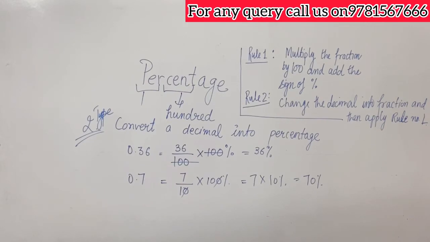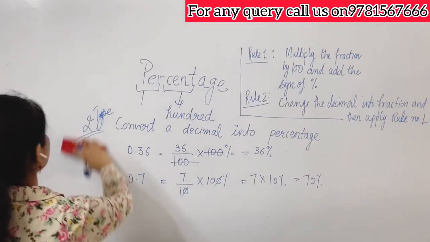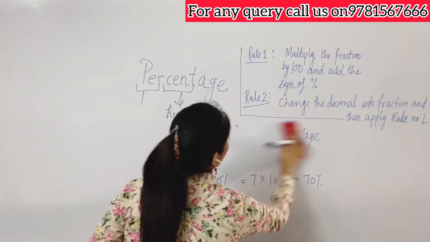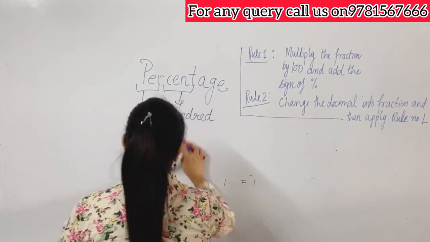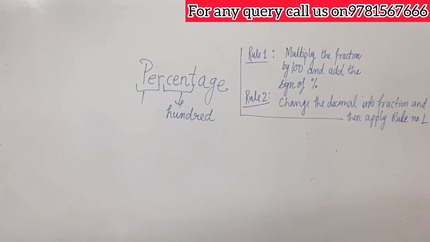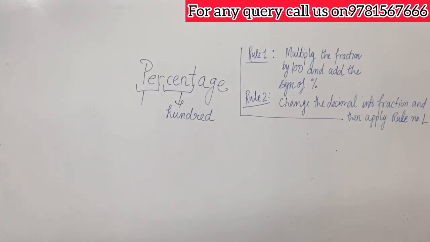So now we have done the question number 1 and 2 types of questions here. How to convert a fraction or the decimal into the percentage. Now I am erasing it and we are going to do the third type of this chapter. What is the third type? On page number 139, exercise 8.1, question number 2, convert each of the following percentages into the fraction in the lowest term.